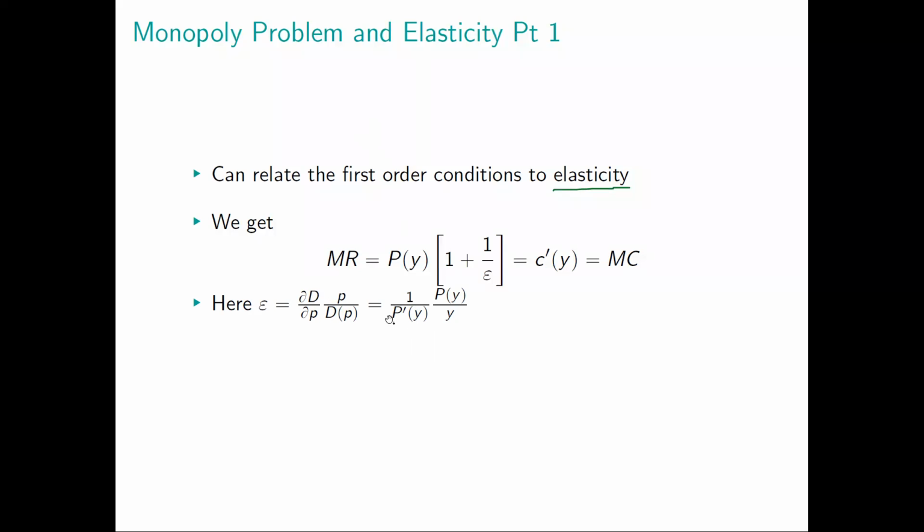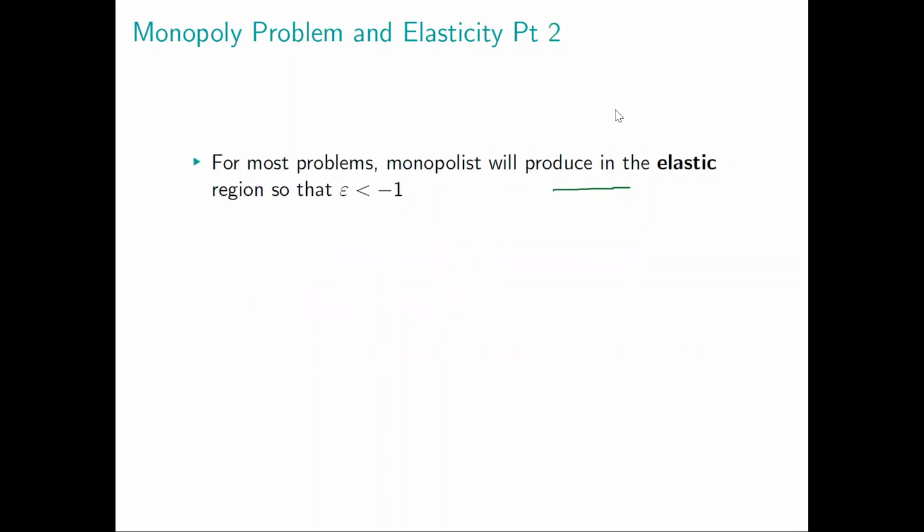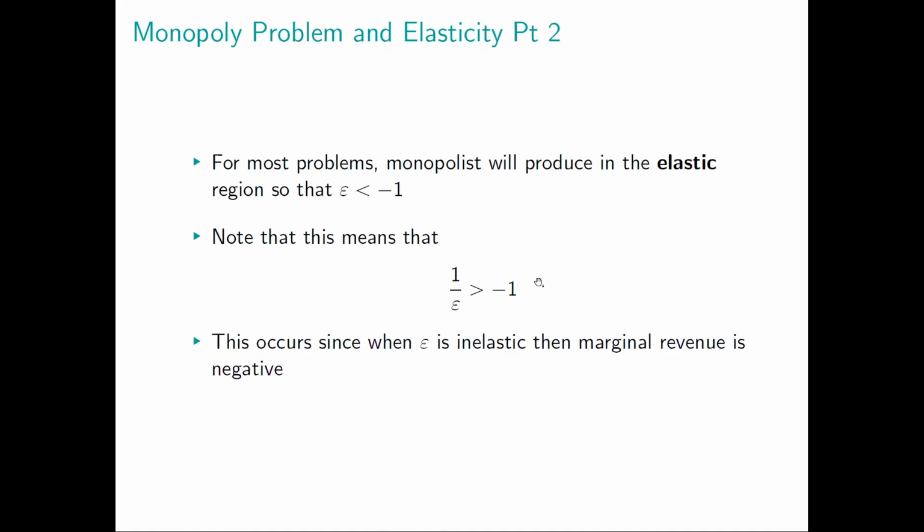And this can also be written this way, in terms of the inverse demand instead, right? So here D is the demand function, or market demand function, and capital P is the inverse demand function. One thing to note is that demand is normally downward sloping, so epsilon is normally negative. Great. So for most problems, the monopolist will produce in the elastic region, so that the elasticity needs to be less than -1. And this means that 1 over epsilon is greater than -1.